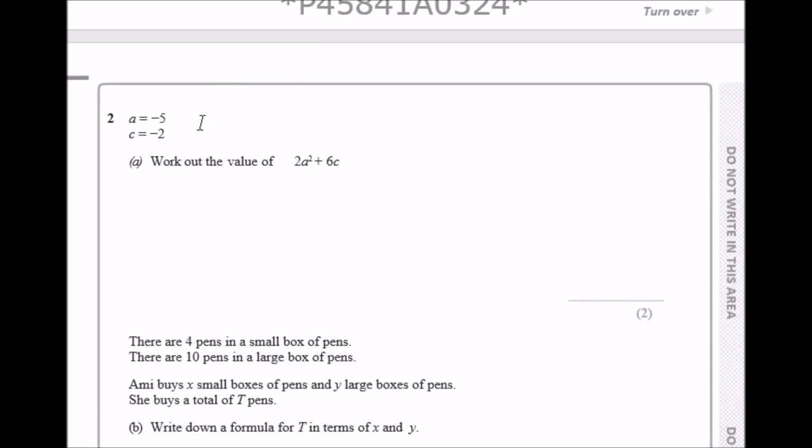Alright, so we're given two values for a and c. One is -5, one is -2. And we're told to work out the value of 2a squared plus 6c. All you literally have to do is plug these values in. So remember to put brackets around the numbers; it's useful to replace the letter with a bracket and the number instead. So it would be 2 times (-5) squared plus 6 times (-2). This is how you expect it to be written at this stage.